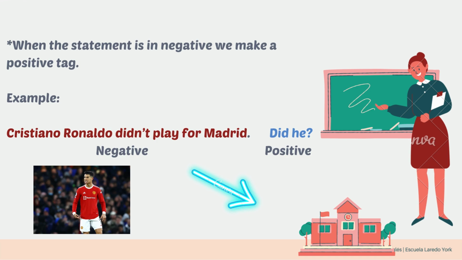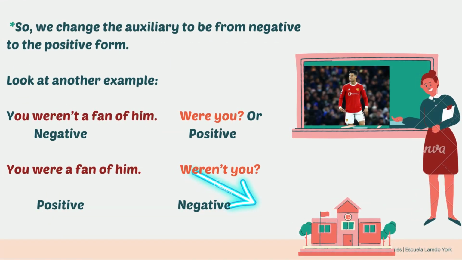When the statement is negative, we make a positive tag. Example, Cristiano Ronaldo didn't play for Madrid, did he? Cristiano Ronaldo didn't play for Madrid is negative, right? And did he is positive. Don't forget that.